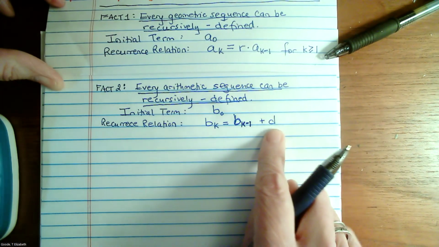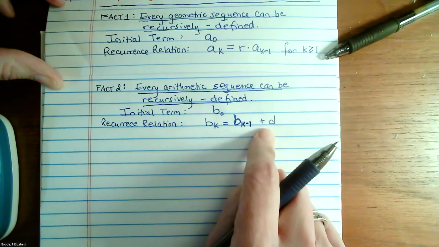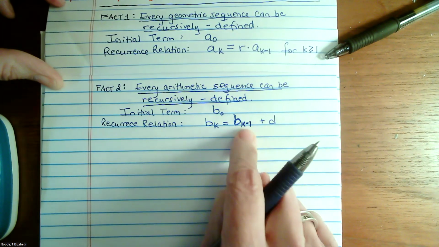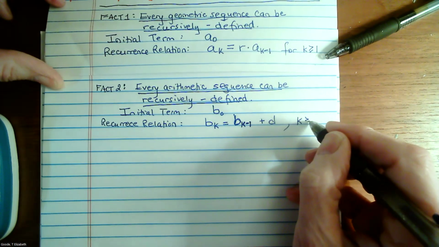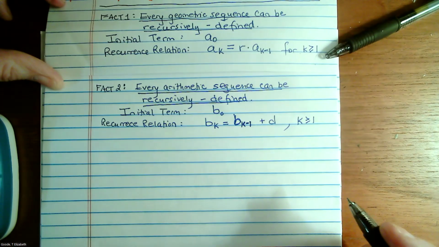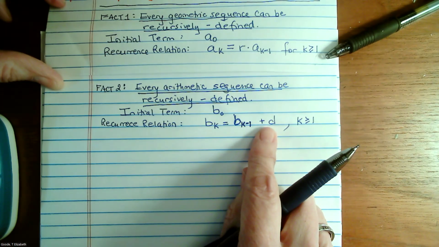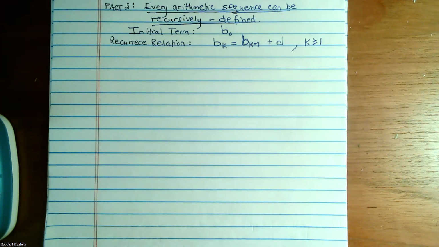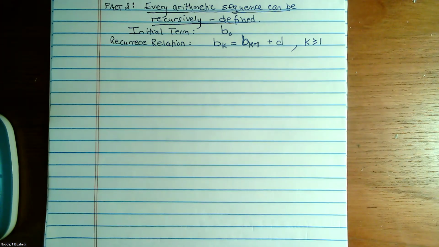And remember how we got the common difference. If we subtract b sub k minus 1 from both sides of this equation, it shows the difference between b sub k and the prior term, b sub k minus 1, is d. And that happens over and over and over again in an arithmetic sequence. It's always going to be the same common difference. And in fact, that's one of the ways we can figure out if a sequence is arithmetic or geometric. We can check a term minus the prior term and see if we always get that same common difference.